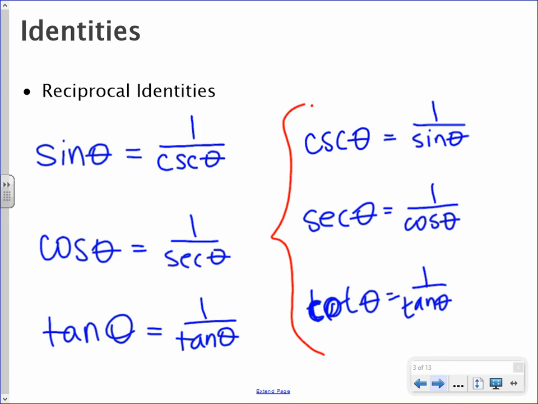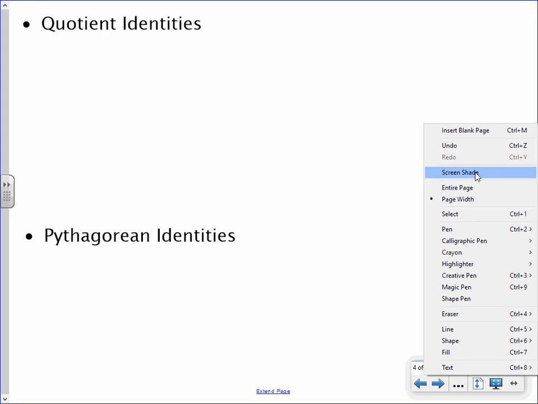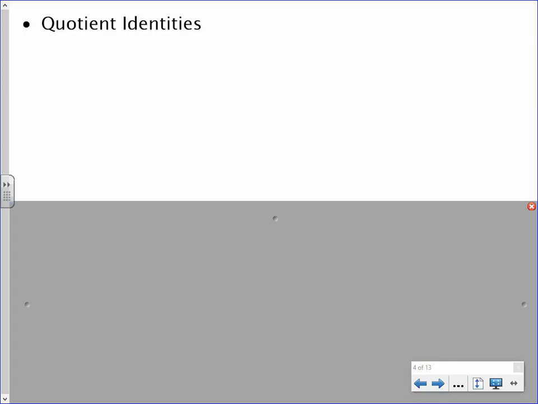The next set of identities are called the quotient identities. Quotient. Quotient means what? Answer to a division problem. Have we ever divided trig functions? Kind of when? Ratio.